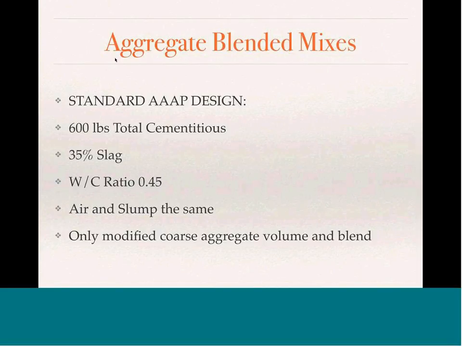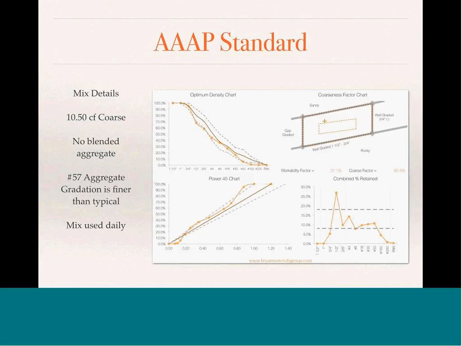The base mix that we ran, our standard AAAP, was 600 total cementitious, 5% slag replacement, with a 0.45 water-cement ratio, and we matched air and slump between all the mixes. The unifying factor between these three aggregate blends was the coarse aggregate volume and the specific blend. Again, we have 10 cubic feet of coarse aggregate, which is typical for this mix. We like it because it has excellent pumpability. In this mix we didn't use any aggregate blend, but the AAAP design uses a number 57 aggregate that's a little bit finer than normal, which gives a nice blend. This is something we use on a daily basis and have several projects with this mix in it.